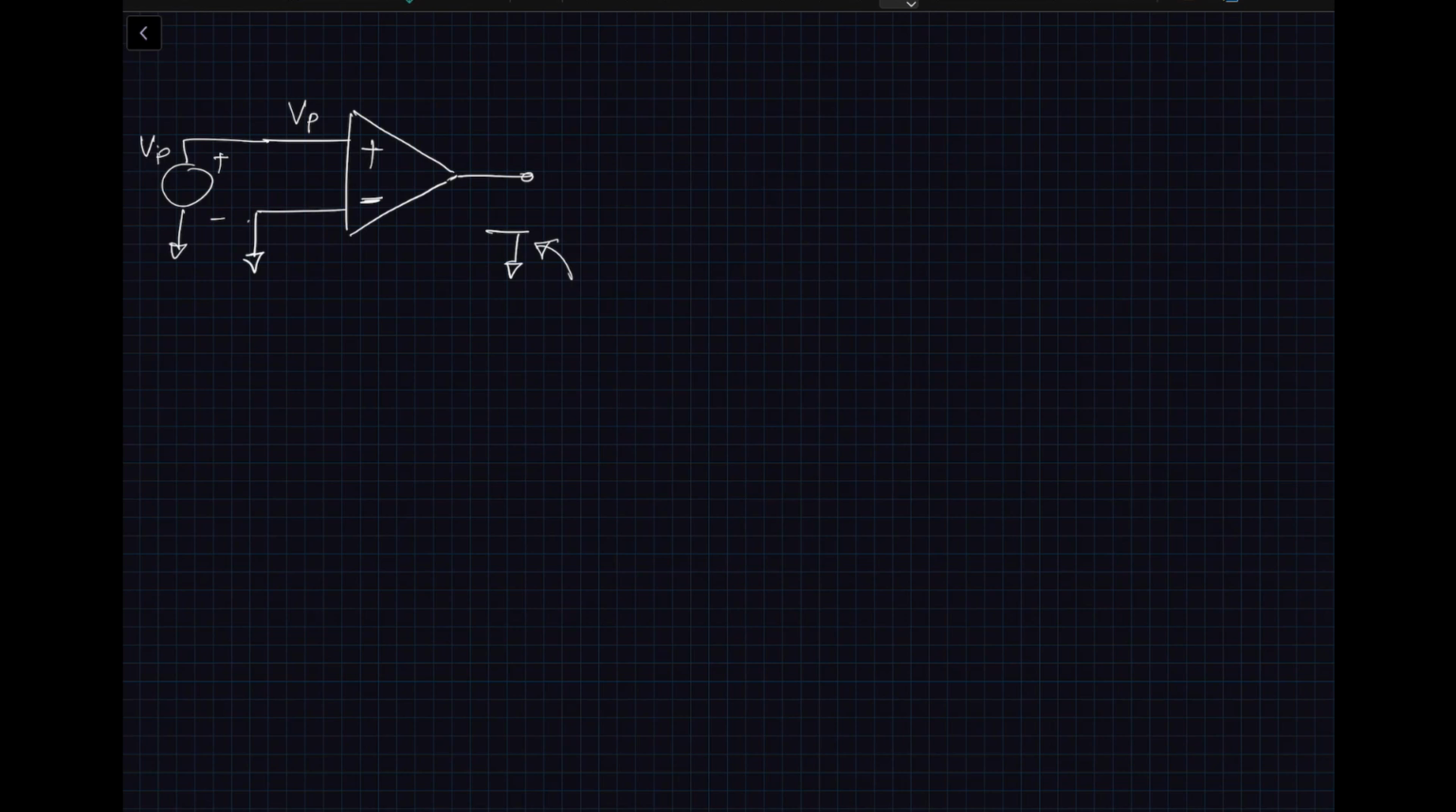What do we expect at the output? When VP is equal to 0, just like Vn, we would expect 0. Okay, and this is our VP and this is our V out. And then if the Vp goes up compared to Vn, then we would expect things to go positive, right? So this is what we expect. Pretty straightforward. Something that looks like this, and the slope of this curve would be your AV.